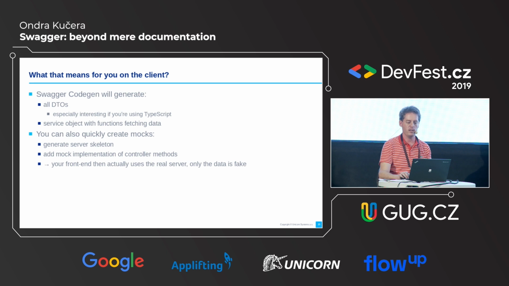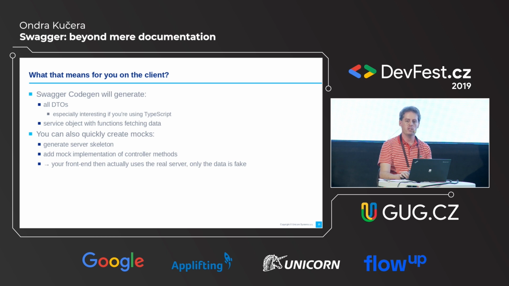On the client side, again, CodeGen will generate DTOs, which is interesting, at least if you are using TypeScript. And it will create that service with functions for fetching data. So again, your front-end developers don't have to deal with the network communication. They don't have to think about whether they put the right URL in or not. They will just call a function that has been generated for them.